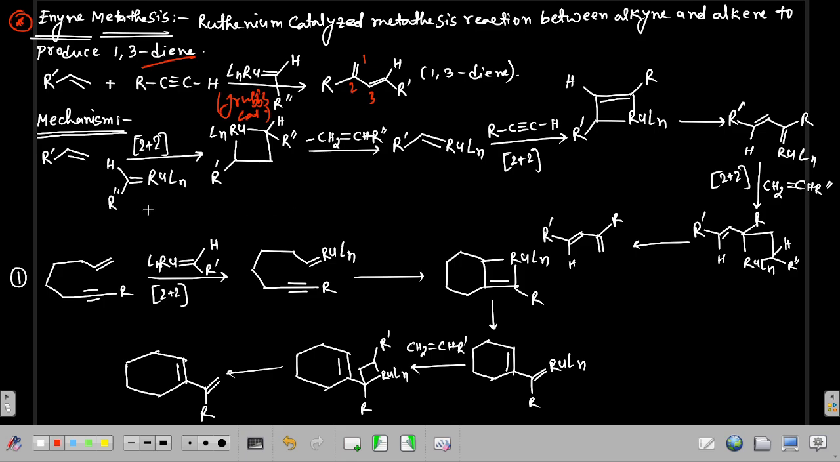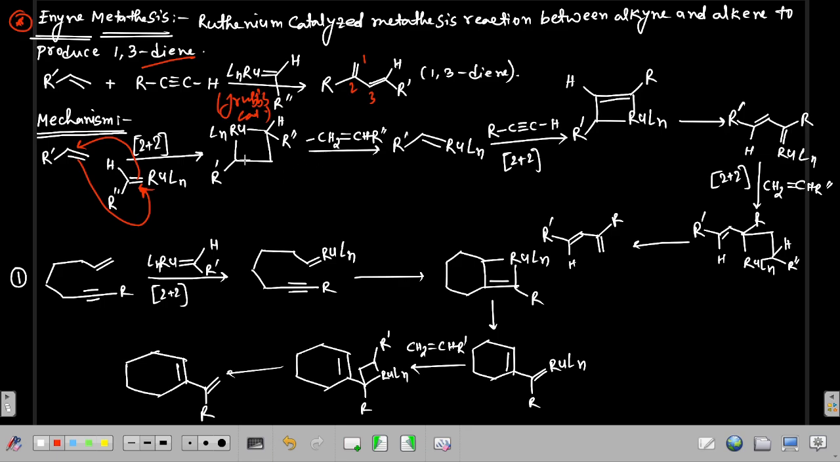So now we will see the mechanism of this reaction. First, this alkene undergoes 2+2 cyclization with this ruthenium carbene complex to form this cyclobutane type of intermediate.